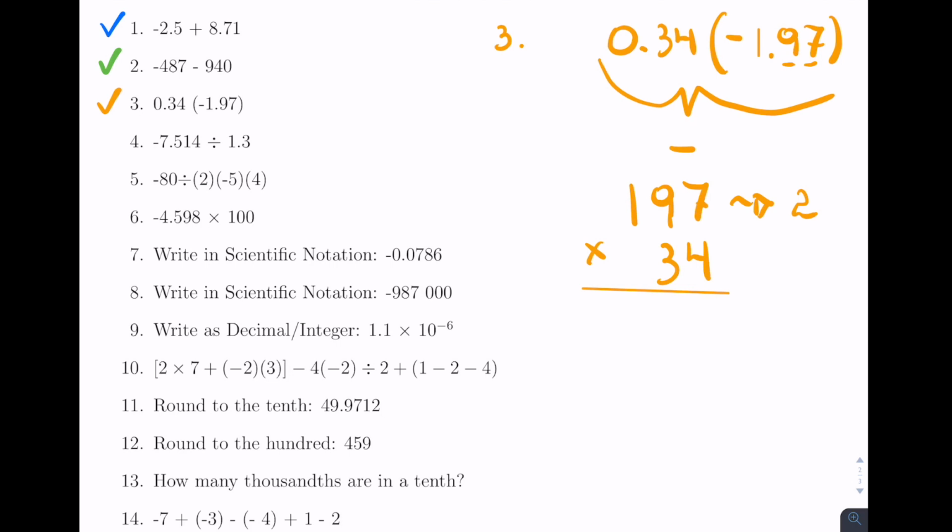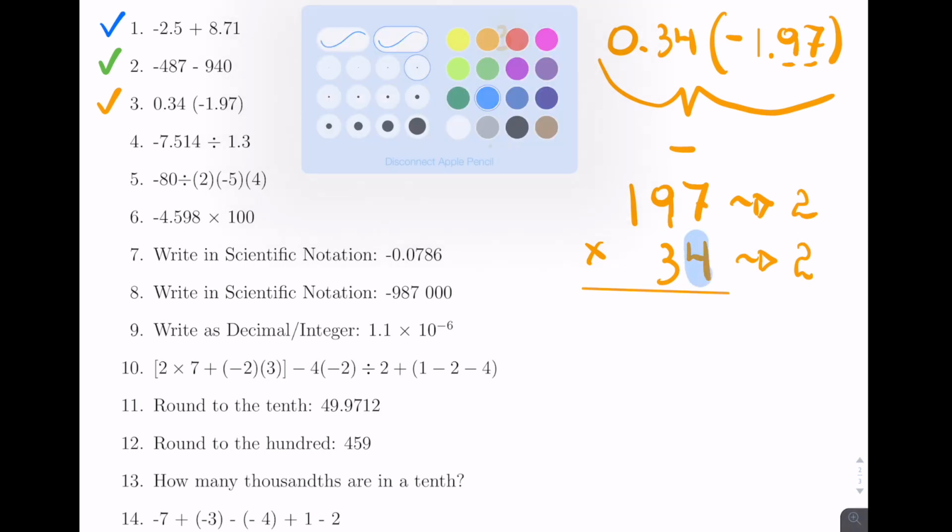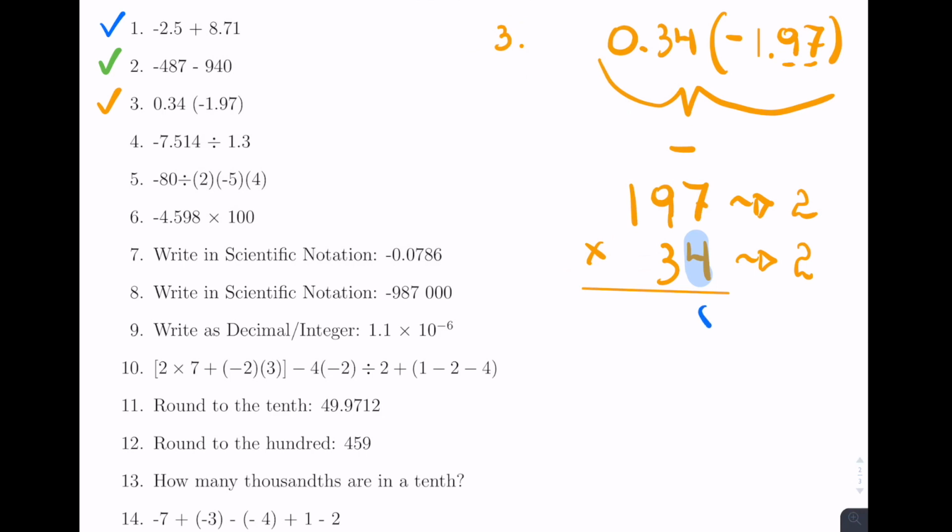Now I will multiply this, and I will keep in mind how many decimal places I had in that number. Now multiplying this through, I start with the first, so 4 times 7 is 28, carry my 2. 4 times 9 is 36, plus 2, 38, carry my 3. 4 times 1 plus 3 is 7. I'm done with the 4.